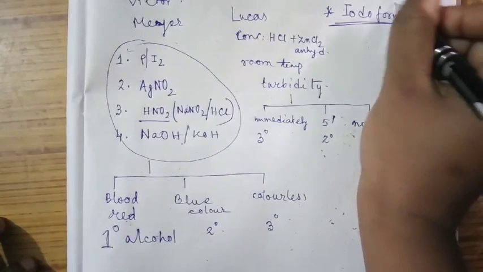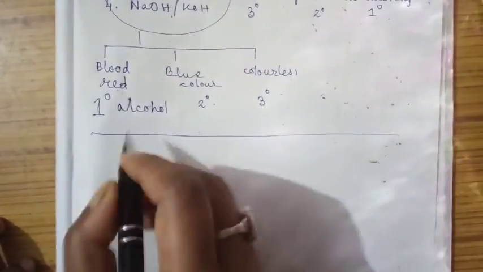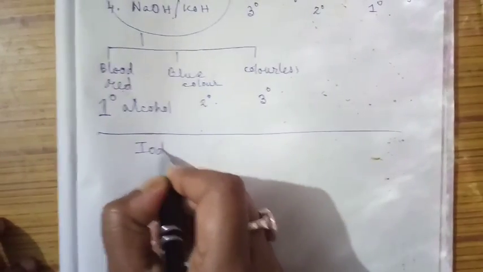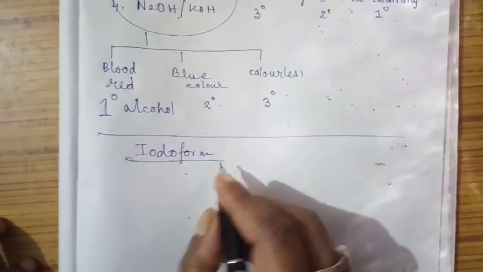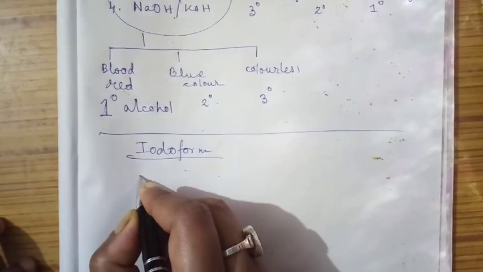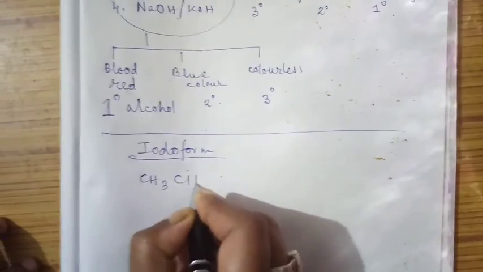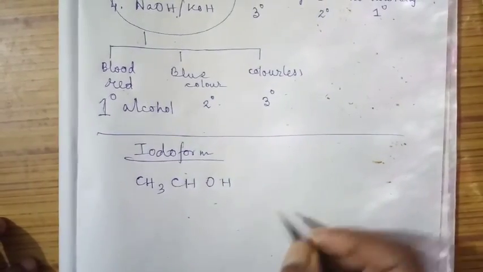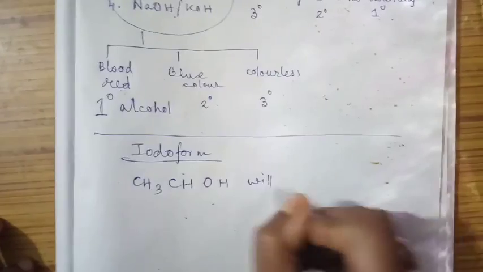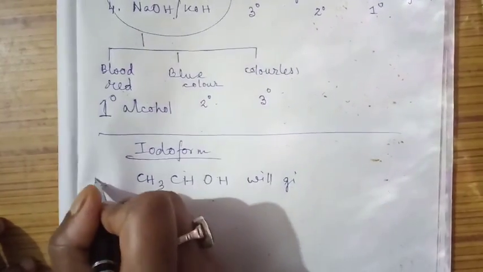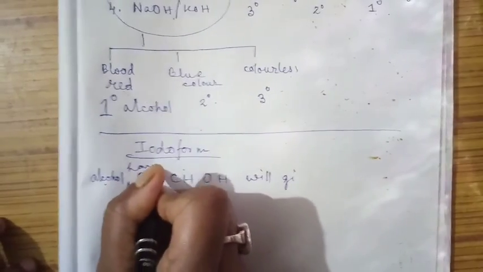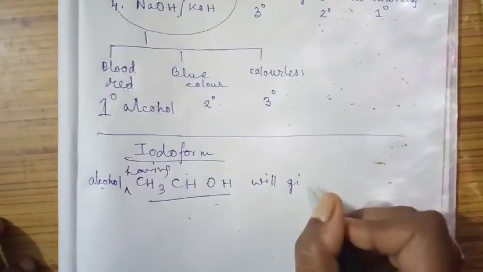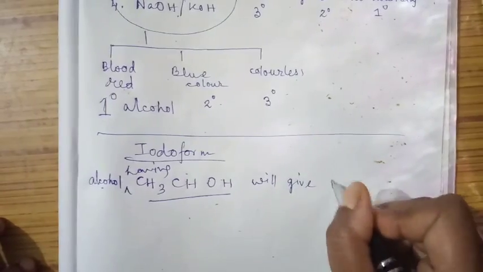And now we are going to discuss the iodoform test. Iodoform test generally we do to distinguish between the alcohols. See, any alcohol having the CH3CHOH group will give the iodoform test. Alcohol having this group will give the iodoform test.